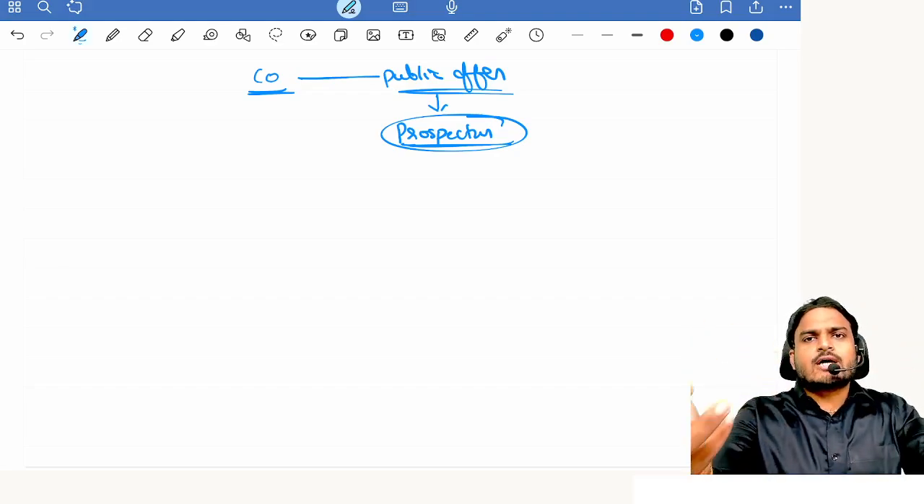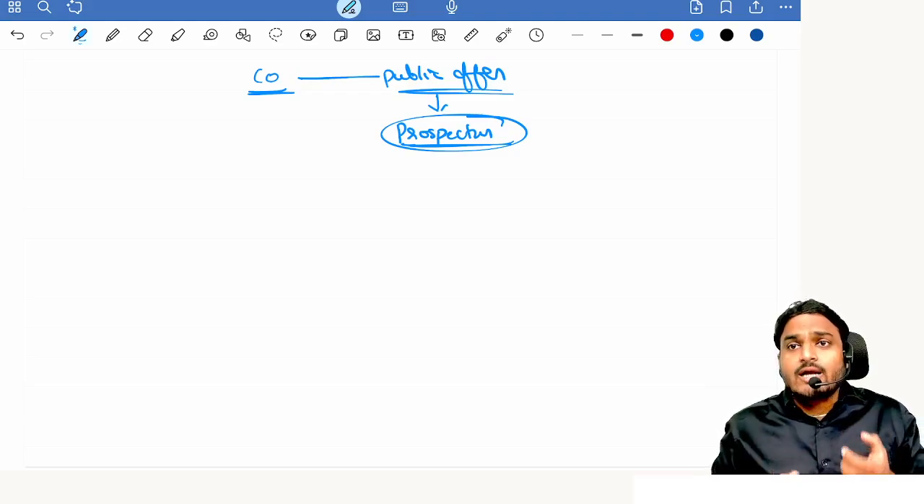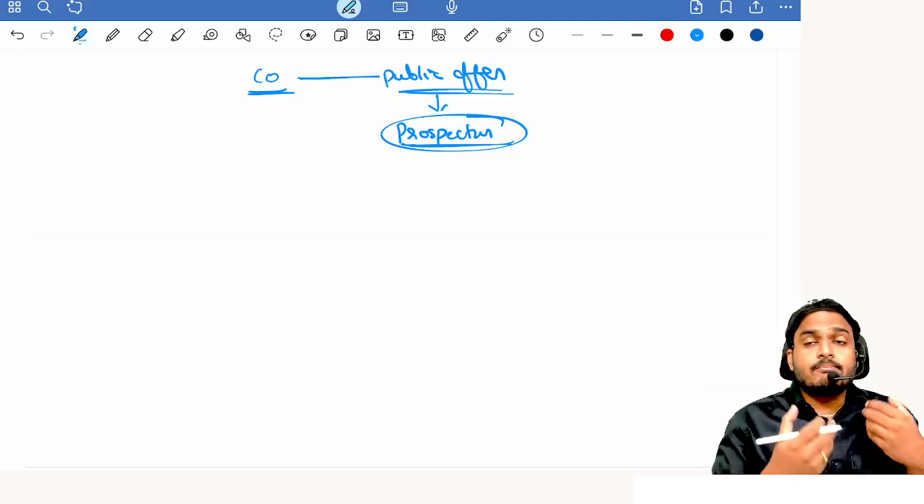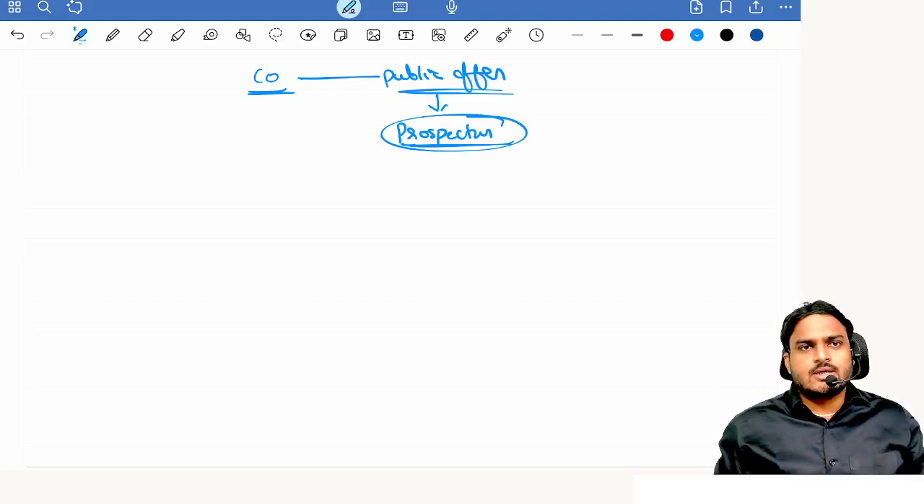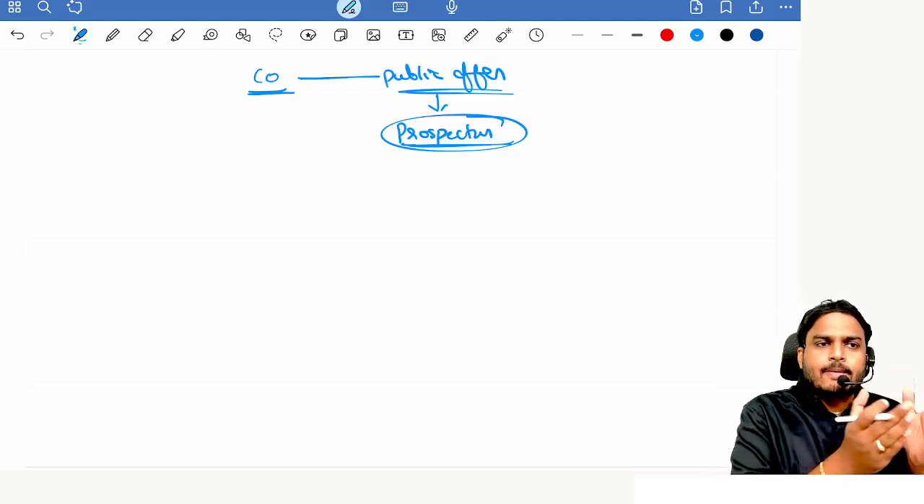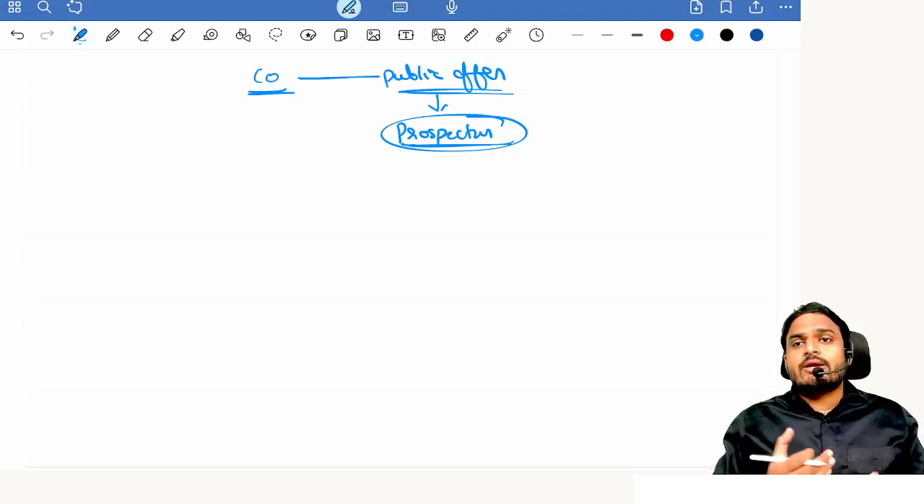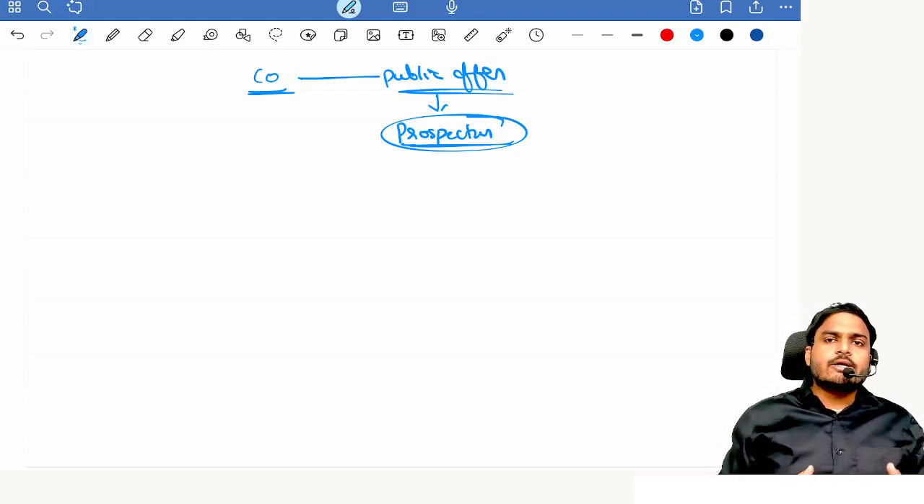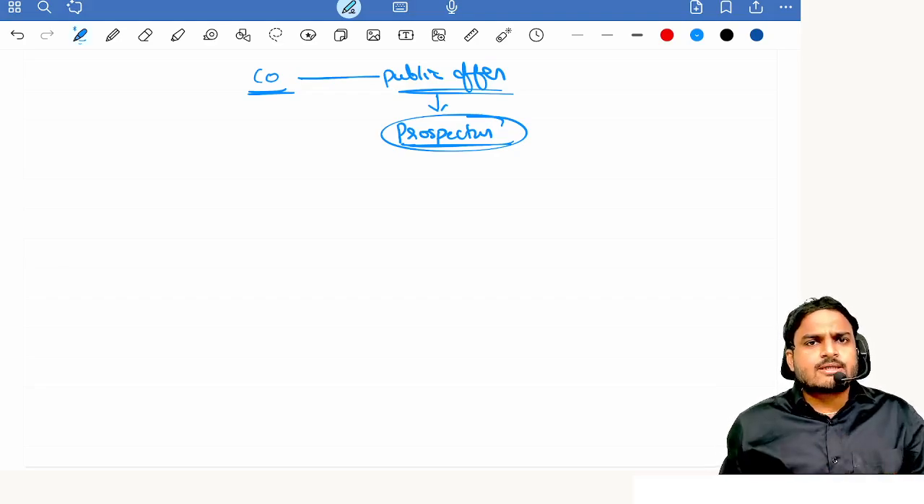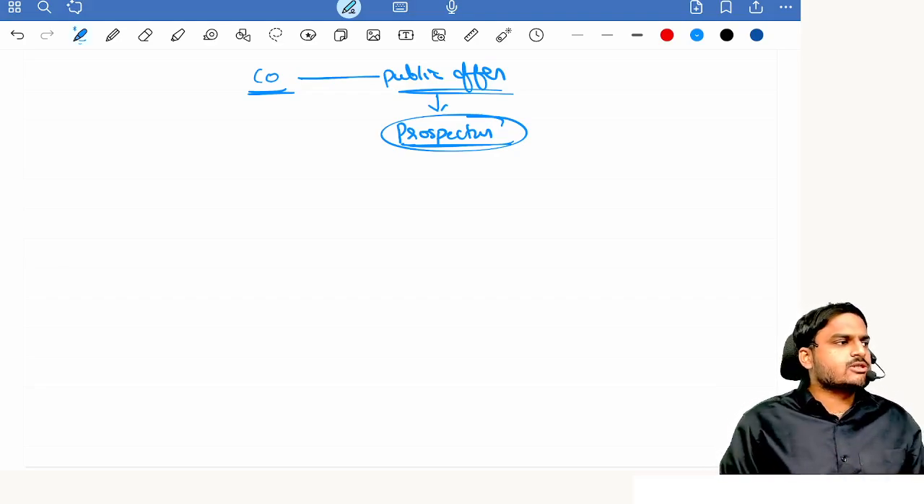Future information means what, sir? Now, I am going to collect money from you. With that money, what am I going to do? What are my proposed objectives? How am I going to invest that money in the proposed objectives, how am I going to generate turnover, how am I going to get net profit? Everything I'll provide in the prospectus. So this is completely future information.